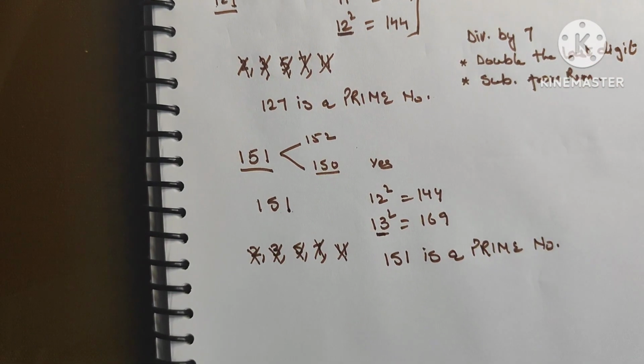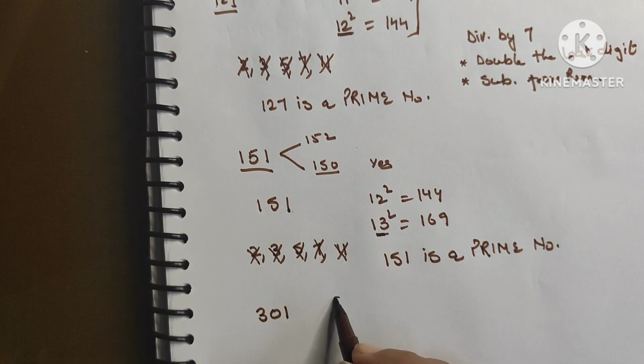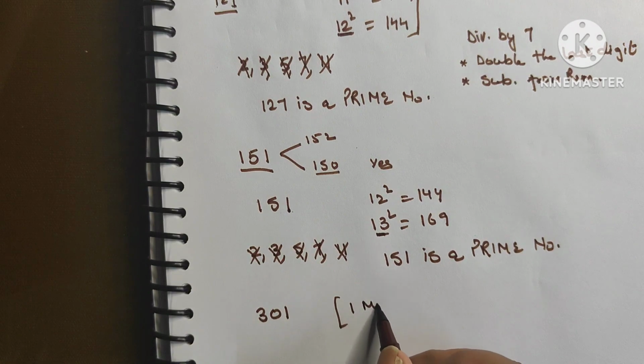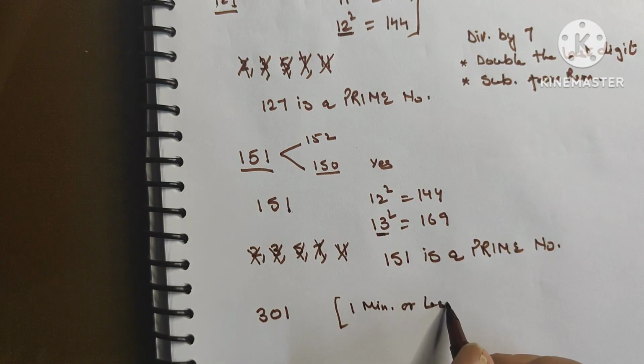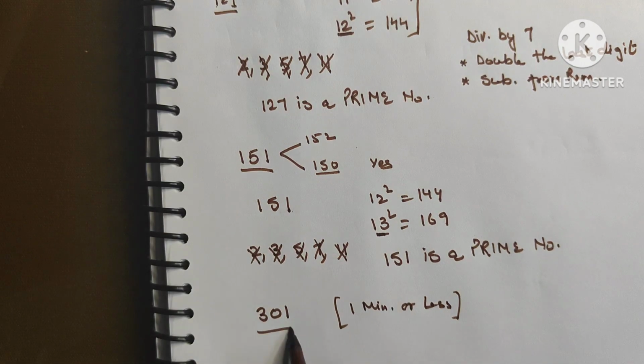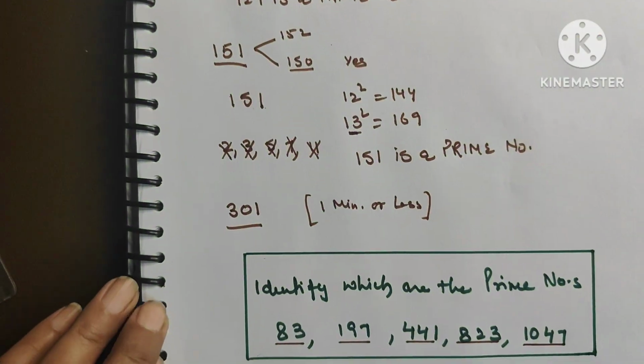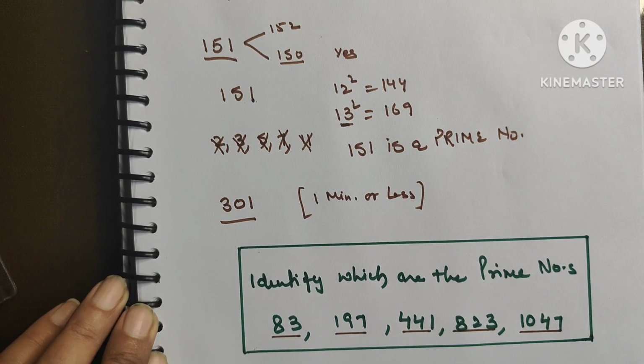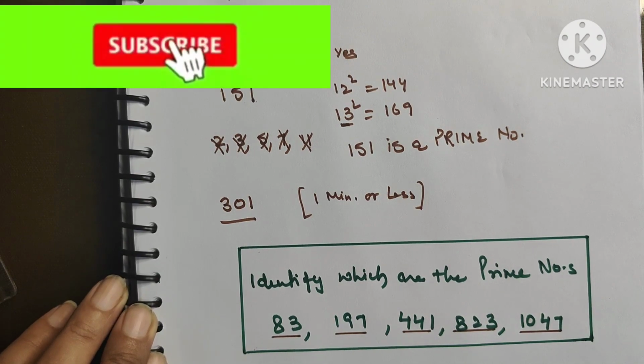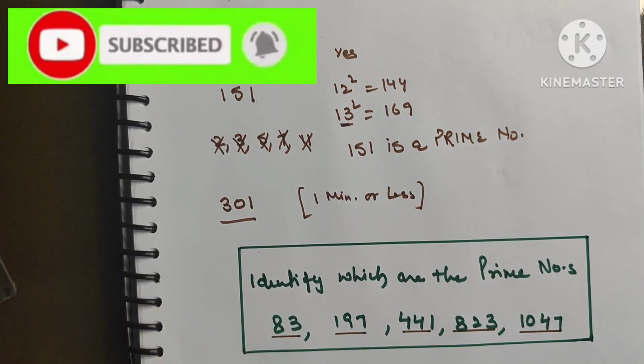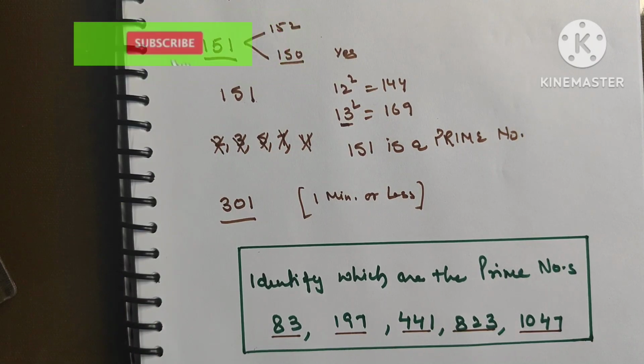Clear? You all have to check in this way for 301. You have to check it while you are seeing the video. You have to check in 1 minute or less. Be honest, check your time and tell me in the comment box whether you are able to find out if 301 is a prime number. You have to do it by yourself. Identify which are the prime numbers: 83, 197, 441, 823, 1047. So you have to do it now and answer in the comment box.